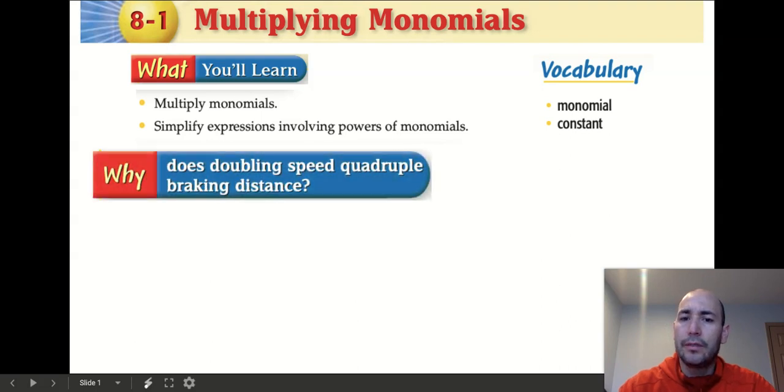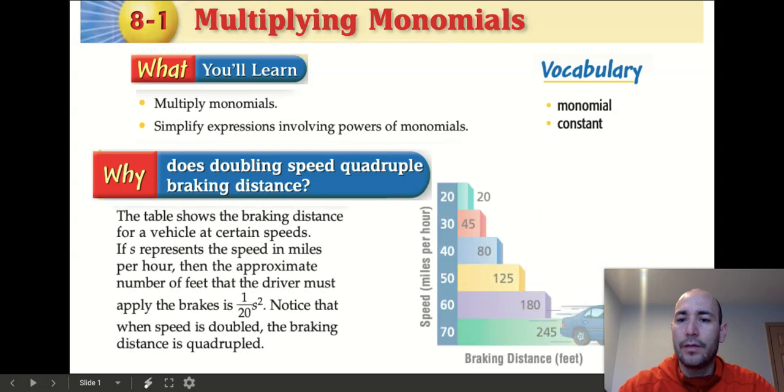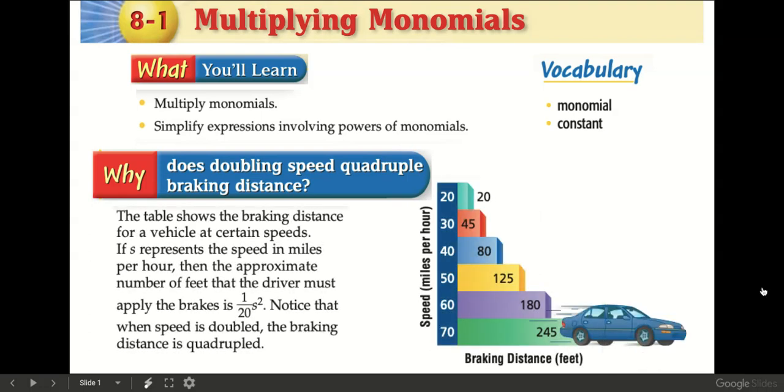Why does doubling speed quadruple braking distance? So the table shows the braking distance for a vehicle at certain speeds. If s represents the speed in miles per hour, then the approximate number of feet that the driver must apply the brakes is 1/20th s squared. Notice that when speed is doubled, the braking distance is quadrupled. So this is an example of what a monomial is.